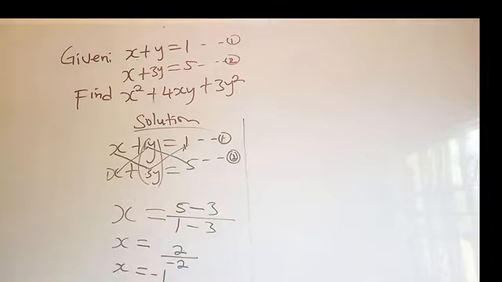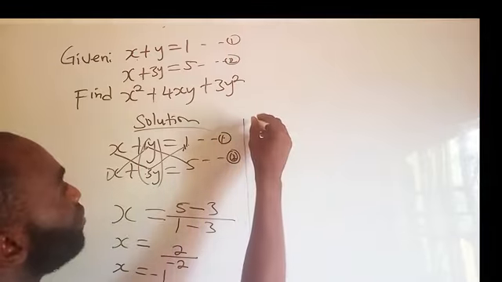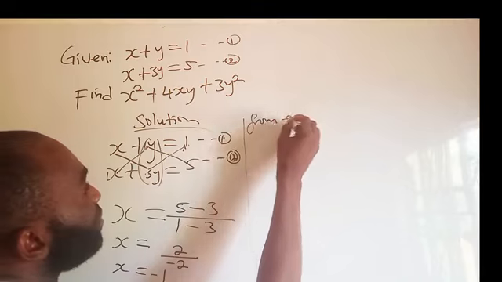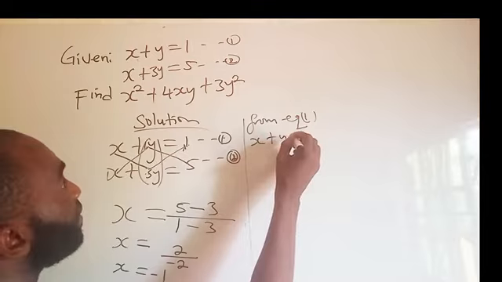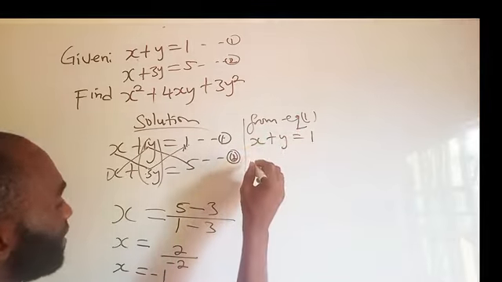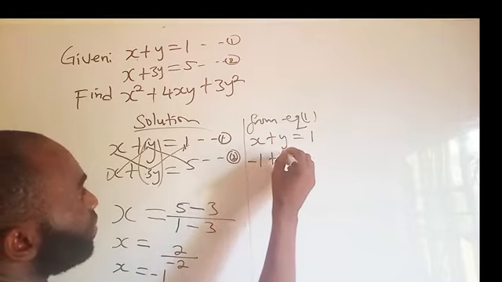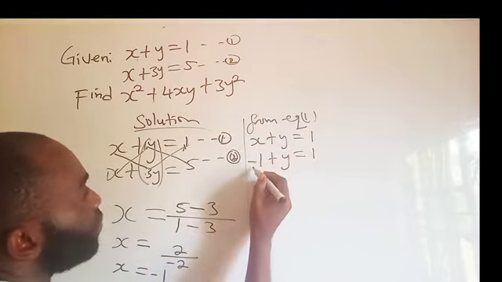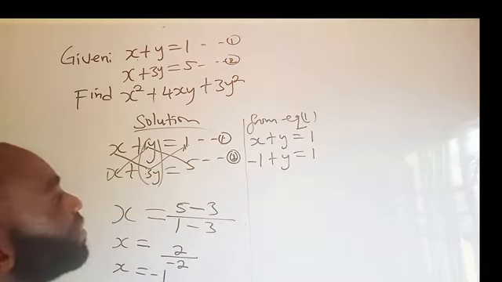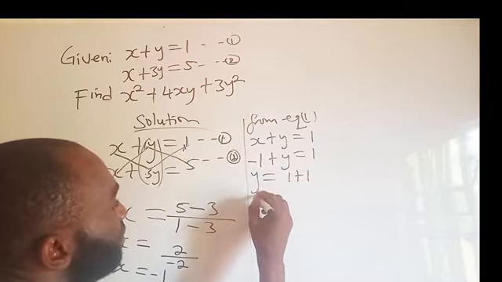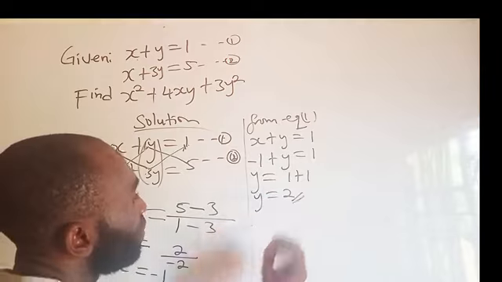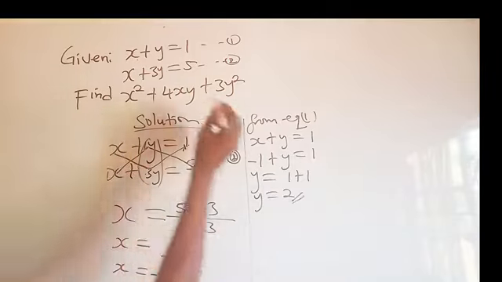Okay, so now let's put the value of x in equation 1. You can put it in any of the equations, but let's put it in equation 1. From equation 1, we have that x plus y is equal to 1. So where I see x, I put minus 1. So minus 1 plus y is equal to 1. Taking this minus sign to the other side, that is collecting like terms, we have that y is equal to 1 plus 1. y will be equal to 2.